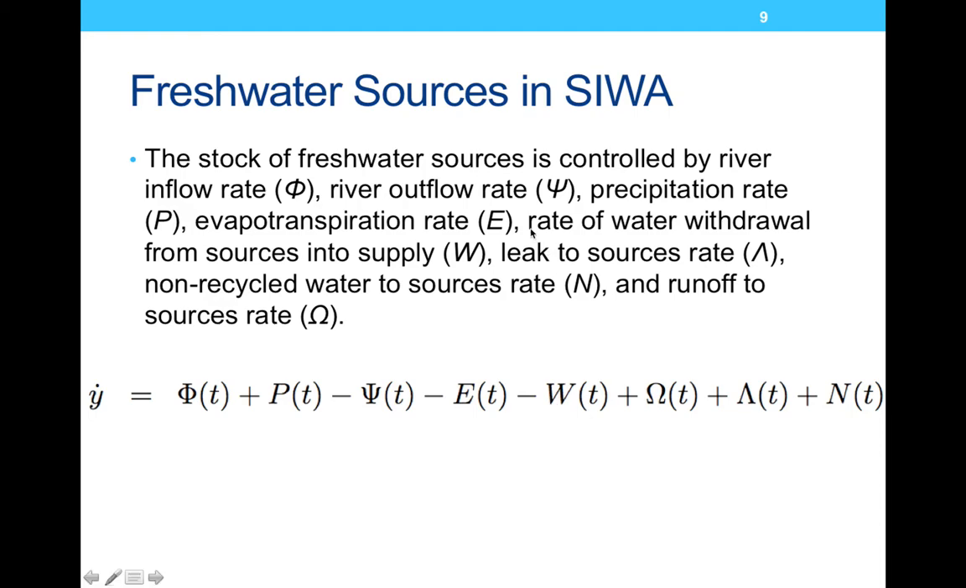Okay. Then there are additions. There are the return flows. There's the fraction of water that leaks that goes back into the sources, and this is lambda. There's the fraction of non-recycled water that goes back to the sources, and that's N. And then there's direct runoff to sources, which is omega. So this is runoff, this is a leakage return, and this is non-recycled return. All these components add up to the change in the sources over time.